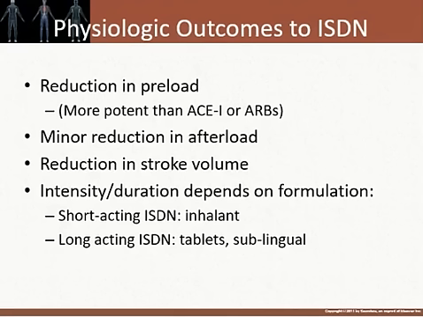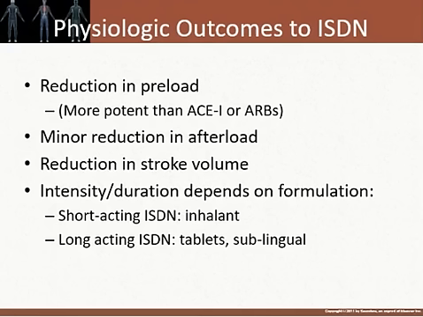Okay, so what does that mean for the heart patient? Well, if you promote venodilation, you're going to get a reduction in preload. And that reduction in preload is actually more potent than ACE inhibitors or ARBs can produce. And so that's why when you talk about vasodilators, the nitrate producing compounds are more traditionally thought of as being vasodilators. There is a minor reduction in afterload, and we can show you what this looks like on the next slide. That will produce a reduction in stroke volume. And the intensity or the duration of activity really depends on the formulation of this drug.